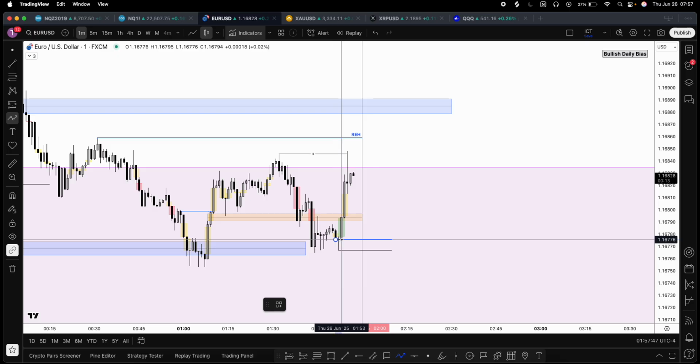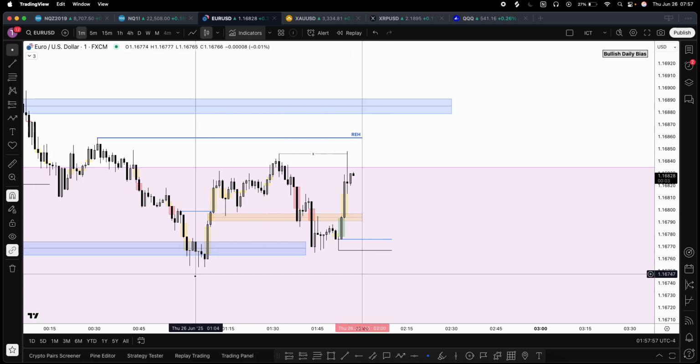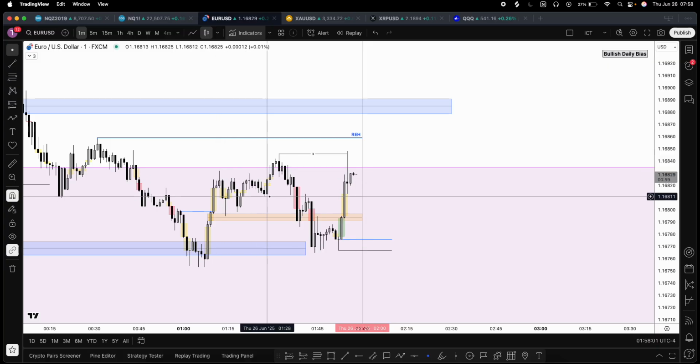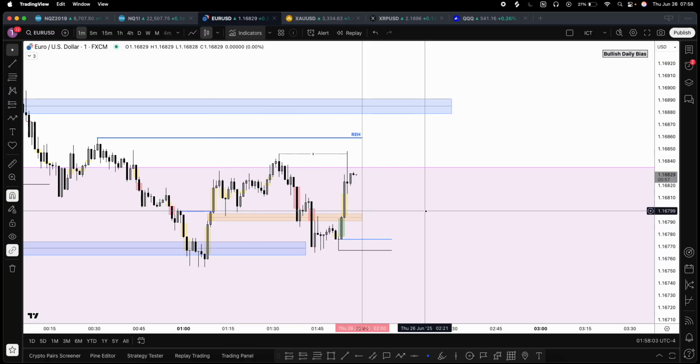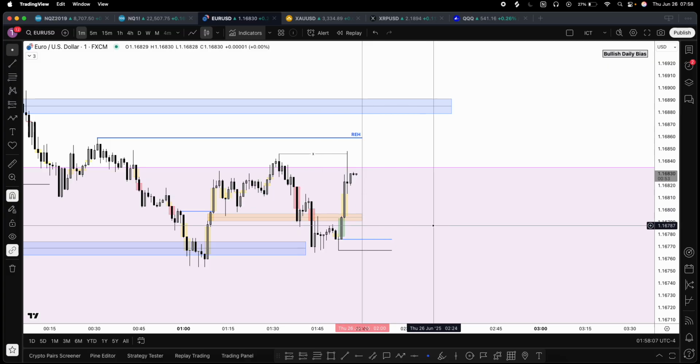Sort of like a little triangle. That's a swing high, that's a swing high, that's a swing low, swing high, swing high, swing low. It's just a high and low, yeah.